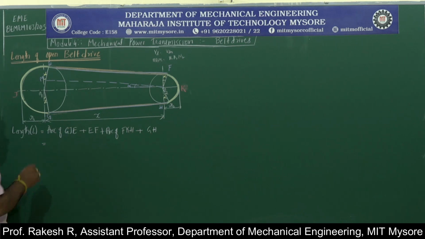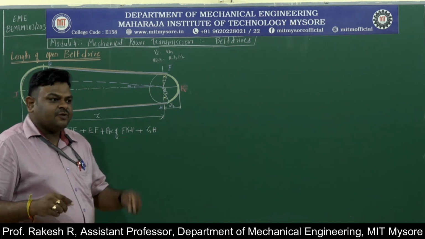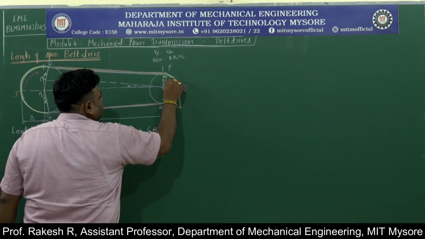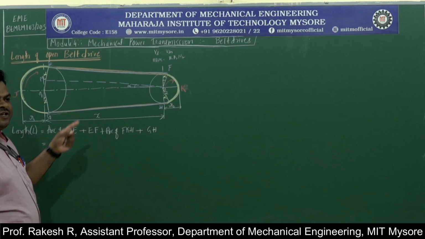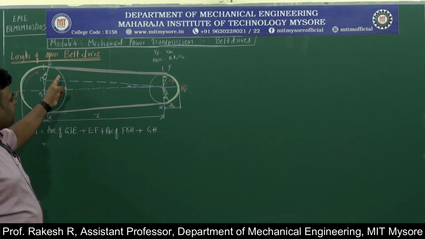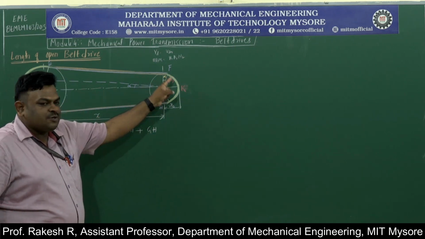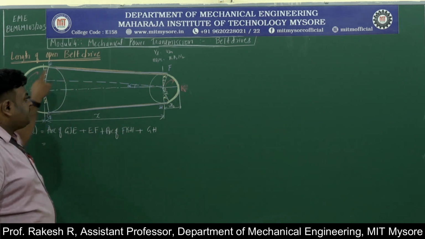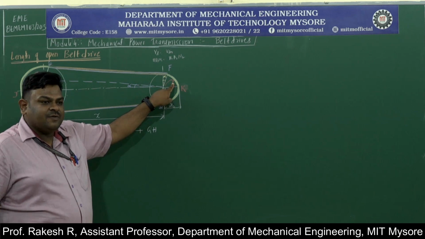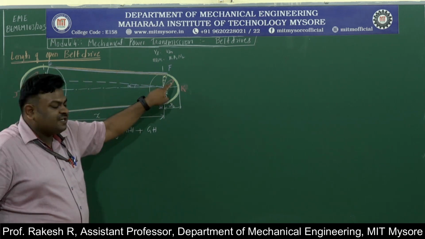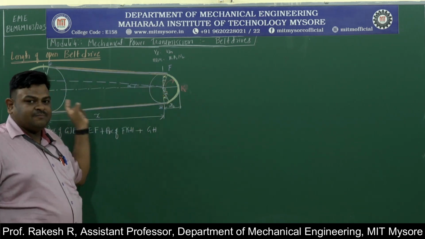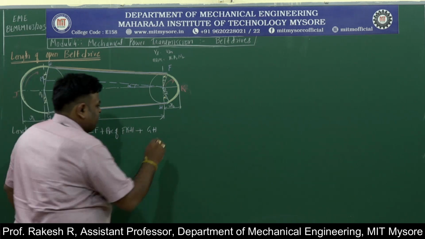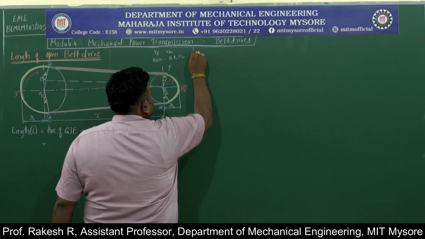Then very important thing is, whenever you start this, the direction of rotation should be the same. This wheel is rotating in clockwise direction. This wheel is also rotating in clockwise direction. Very important. First you have to start with directions. People will always forget this. First you have to start with directions, then these are the lengths. So the arc of GJE is nothing but, I will show you, the arc of GJE.